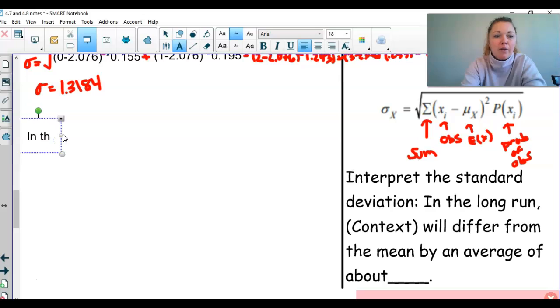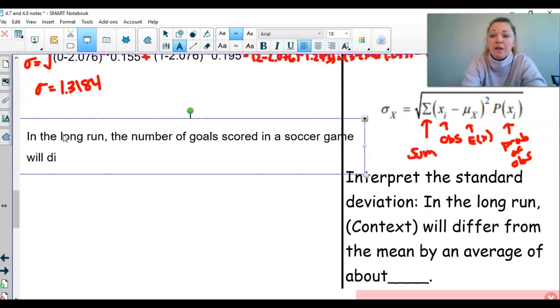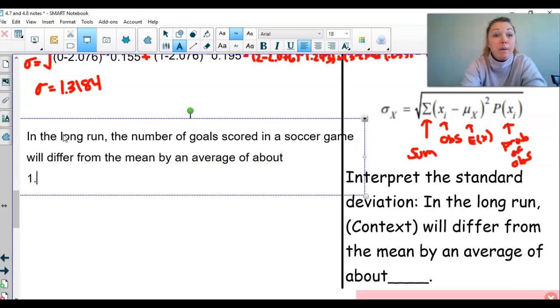So in the long run, what's the context? The number of goals scored in a soccer game will differ from the mean by an average of about 1.3184 goals. Fill in the blank. You guys have kind of learned the importance of these fill in the blank type interpretations. So star it, highlight that.